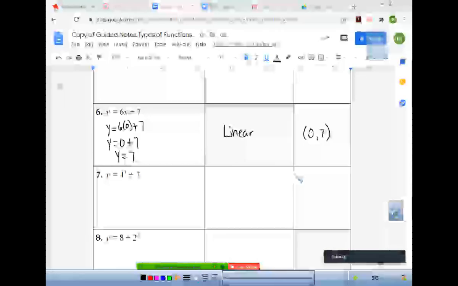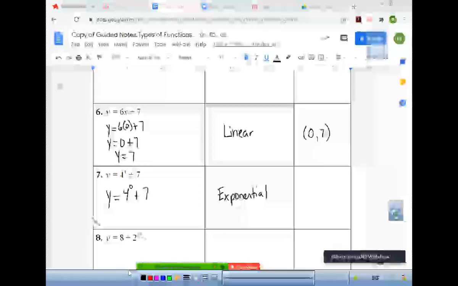All right, number 7. What is the type? Exponential? Very good. It's got that x as my exponent, so that makes it exponential. All right, again, we're going to plug in 0 for our x and simplify it. 4 to the 0 is what? 1. So then we got 1 plus 7? 8. So my y-intercept is 0, 8.